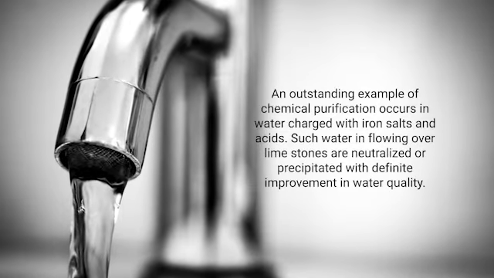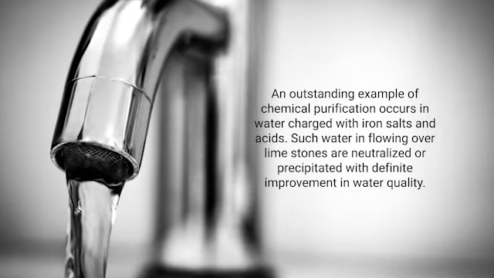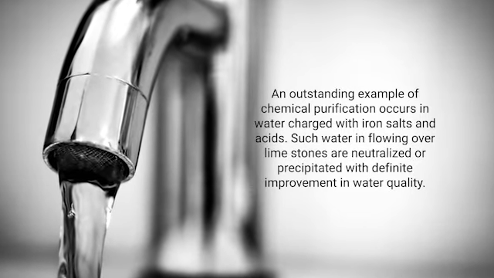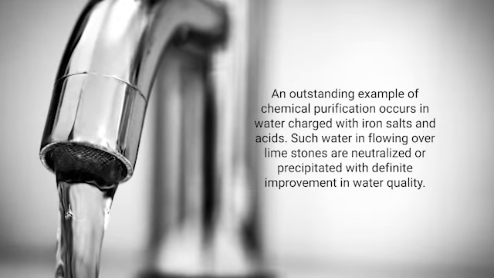An outstanding example of chemical purification occurs in water charged with iron salt and acid. Such water, in flowing over limestone, is neutralized or precipitated, with definite improvement in the water quality. Here the iron salt is available, acid is available, and these react with the limestone and precipitation happens, so this polluting chemical can be removed.